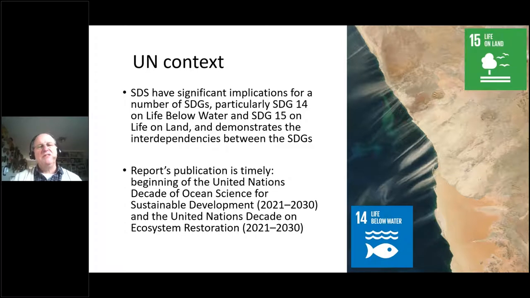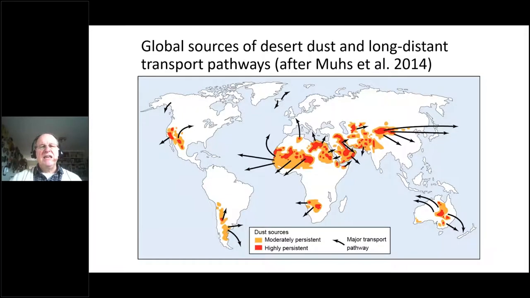Publication of this report is timely for two reasons, because there are two UN decades about to begin. There's the UN decade for ocean science for sustainable development and the United Nations decade on ecosystem restoration, both of which commence this year. And ecosystem restoration is, of course, related because some of the sand and dust storm sources on land are ecosystems that have been degraded and are ripe for restoration. So that's why the UN has become interested in sand and dust storms. Let's get to the topic.